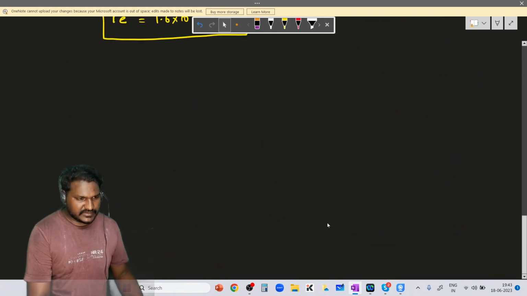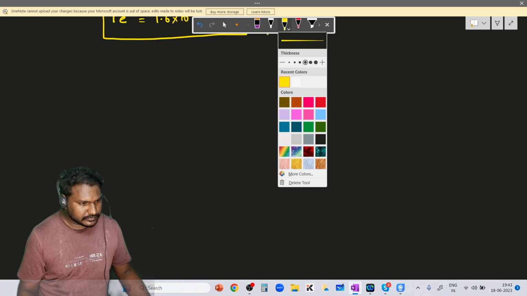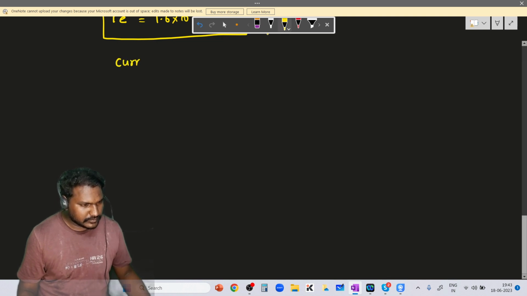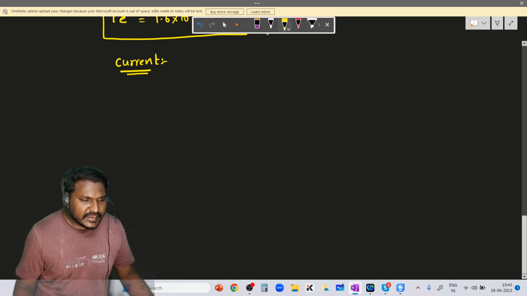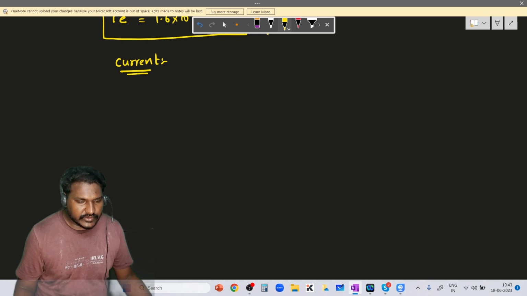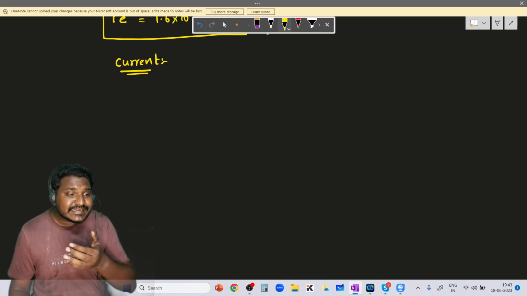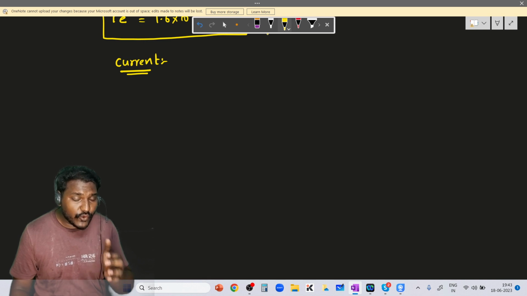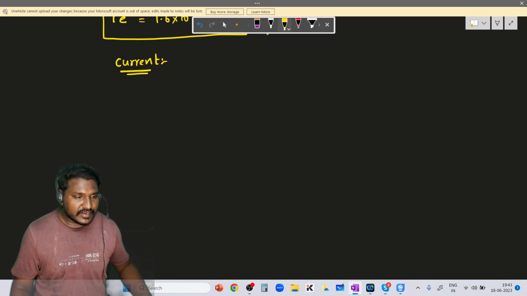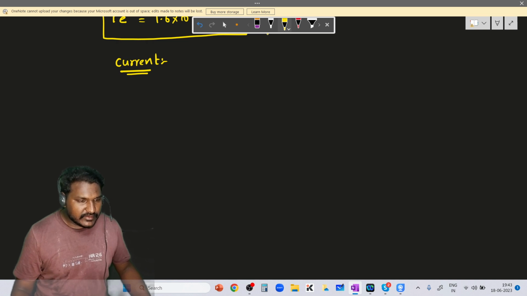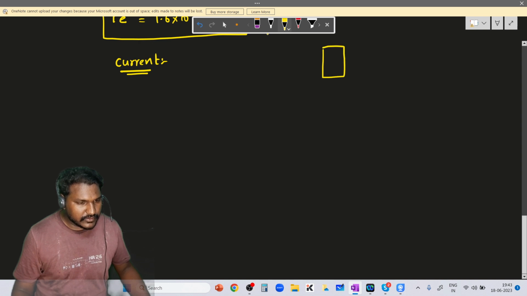Now we'll discuss current. Current is defined as flow of charge. So for example, if charge is there inside the body, that is not current. The amount of charge flowing in a given time is known as current. For example, let me give an example with a mobile. Assuming this as our mobile, this will be a charger.